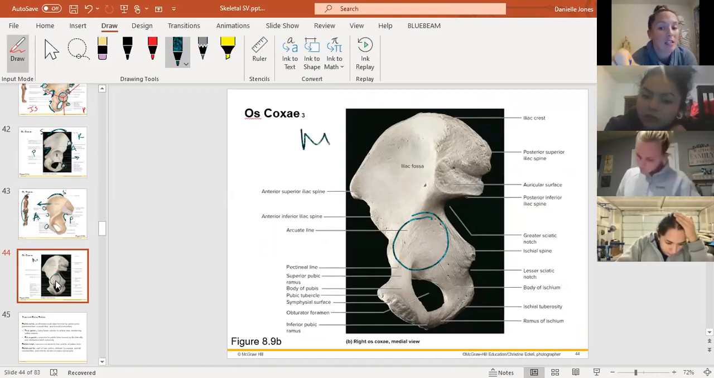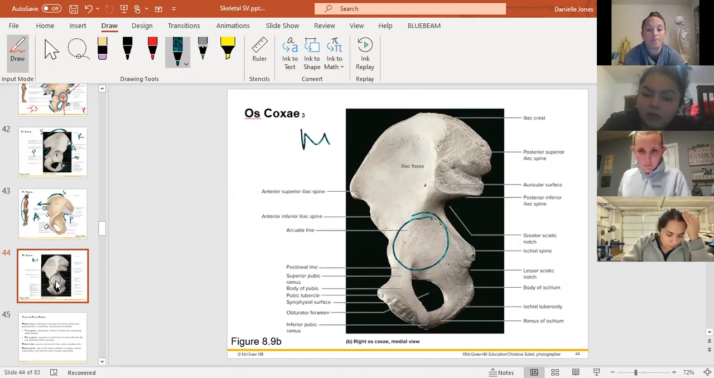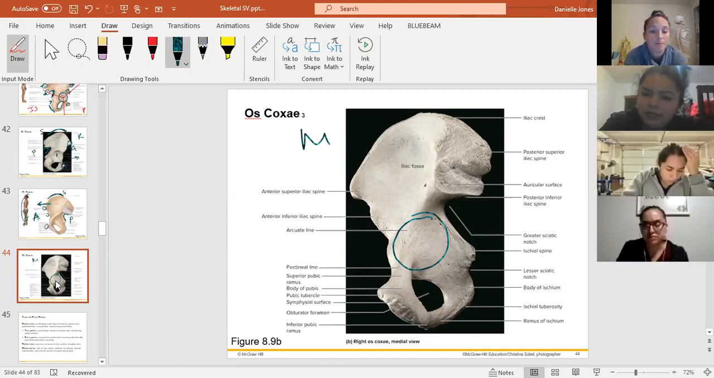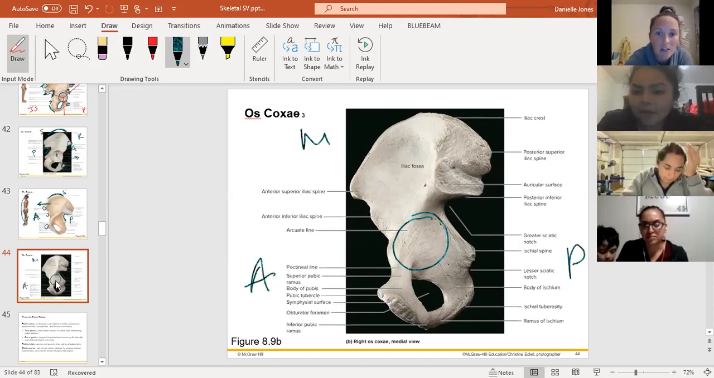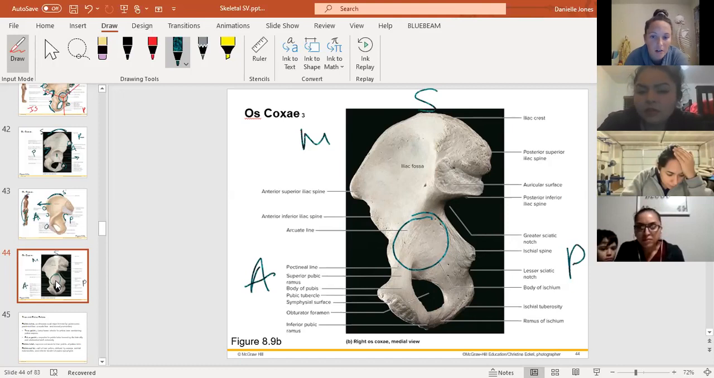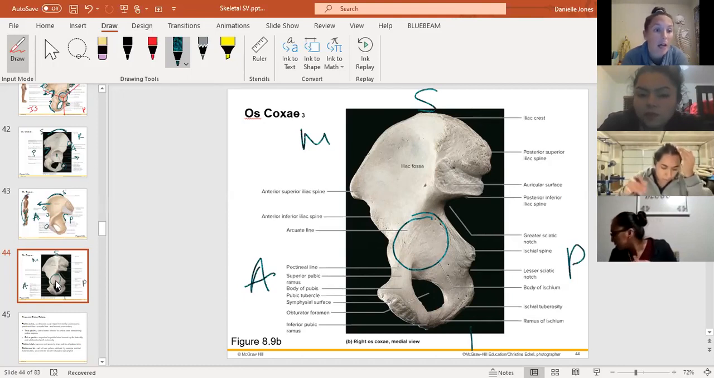So then what side is this, right or left? If this is the medial view and you're looking at it from the side, it's the right. Here's the anterior side. Here's the posterior side. This is superior. This is inferior. And then we don't see the acetabulum for the innominate bone to meet up with the femur.